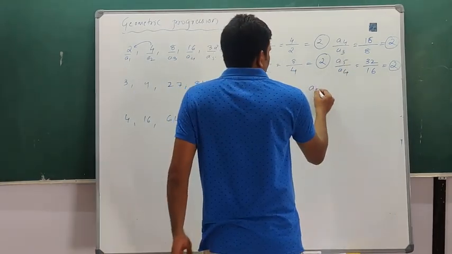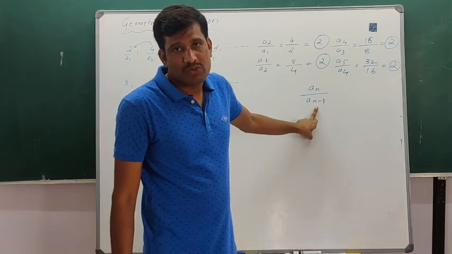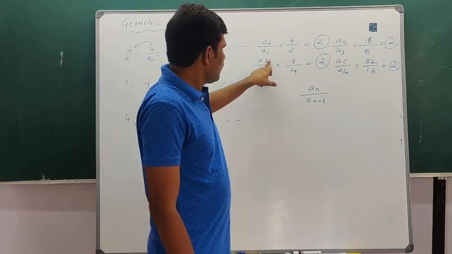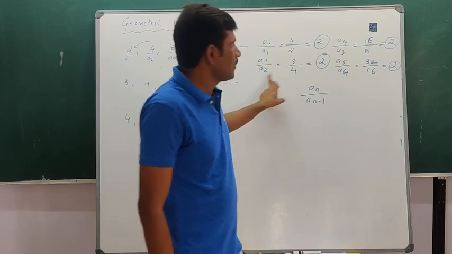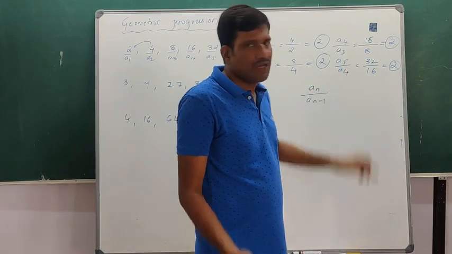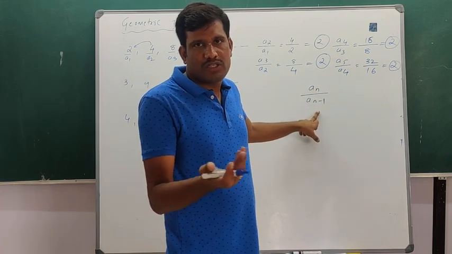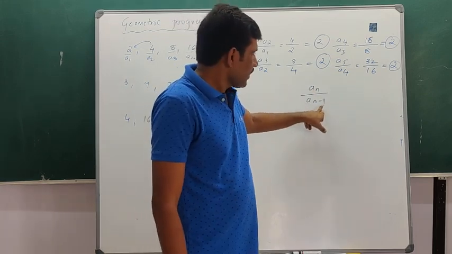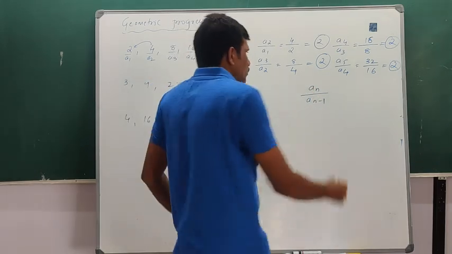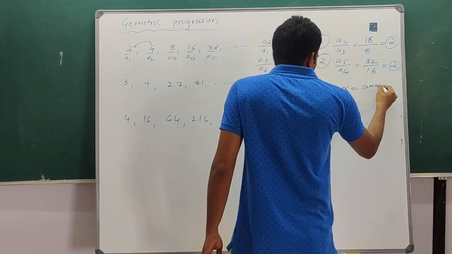In general we can write it as the nth term, and its previous term will be the n minus 1th term. So for the second term, its previous term is the first term. For the third term, its previous term is the second term. Fourth term, its previous term is the third term. Fifth term, its previous term is the fourth term. In general, nth term divided by the term previous to nth term, which is the n minus 1th term, that is a_n divided by a_(n-1). So that we represent as r. So that we call the common ratio.